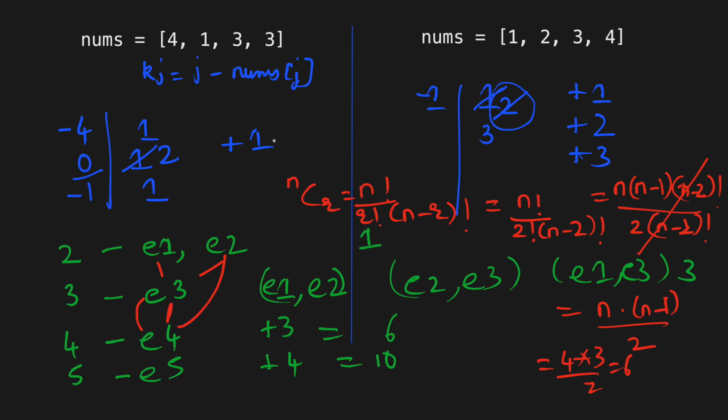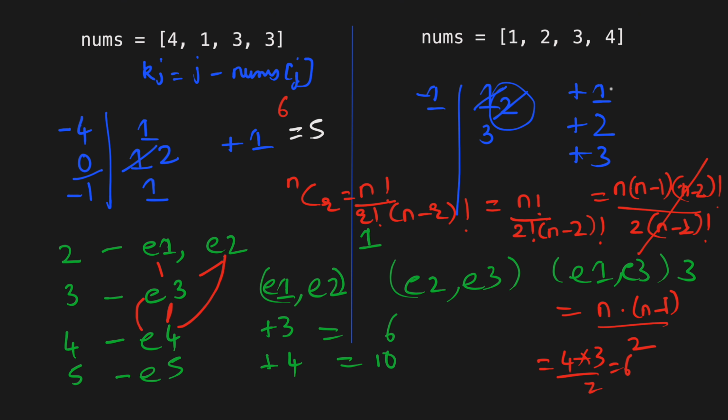So coming back to our examples, for this nums array, total number of pairs that we can get is equal to 4C2, that is 6. And we had only one good pair. So because of this, the total number of bad pairs will be equal to 5.